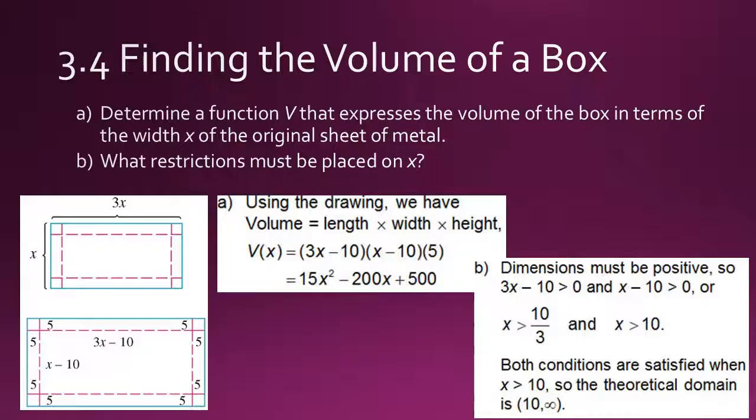You do need to FOIL that out, the 3x minus 10 times the x minus 10, and then multiply the result by 5. And we get 15x squared minus 200x plus 500. Now again, we're asked to consider what restrictions must be placed on x. And again, this is a piece of metal. The dimensions must be positive. So that means that 3x minus 10 has to be greater than 0, and x minus 10 has to be greater than 0, which gives us that x is greater than 10/3 and x is greater than 10. Both conditions are satisfied when x is greater than 10, so we're going to say that x has to be 10 or greater.